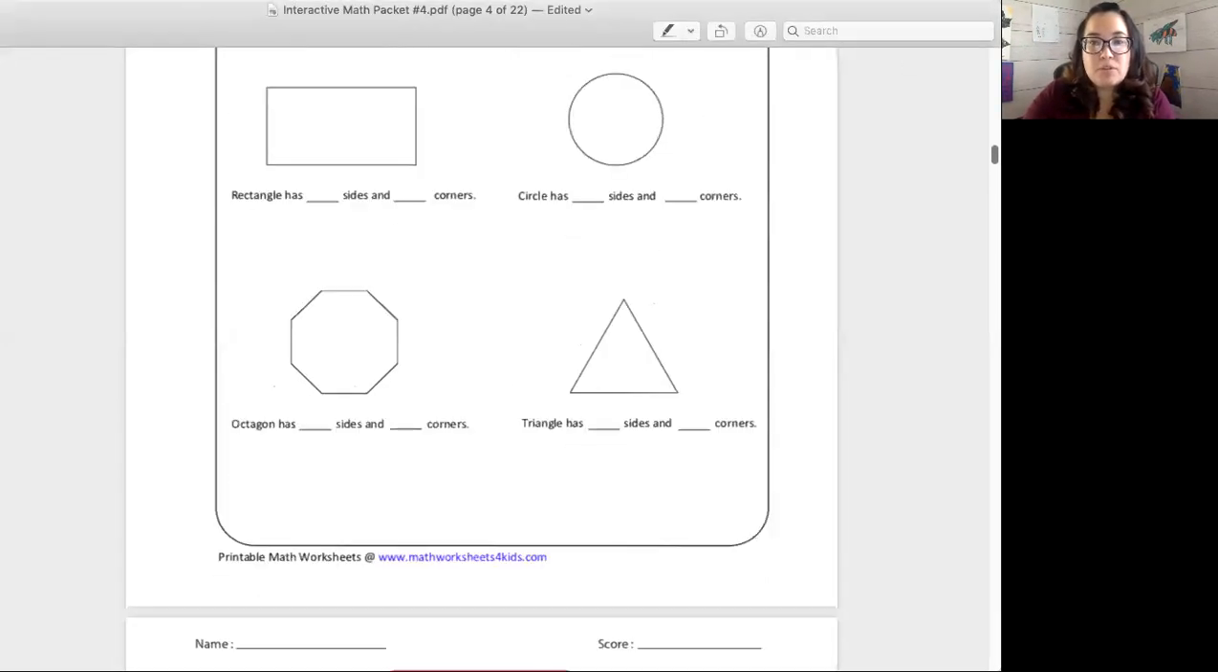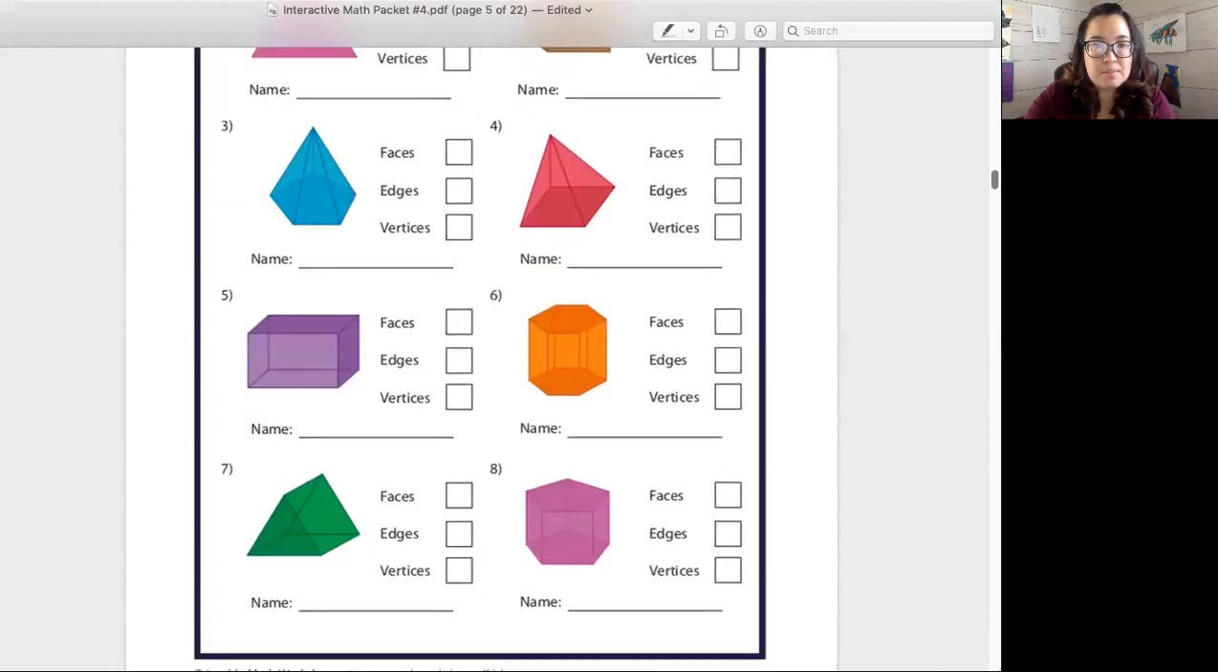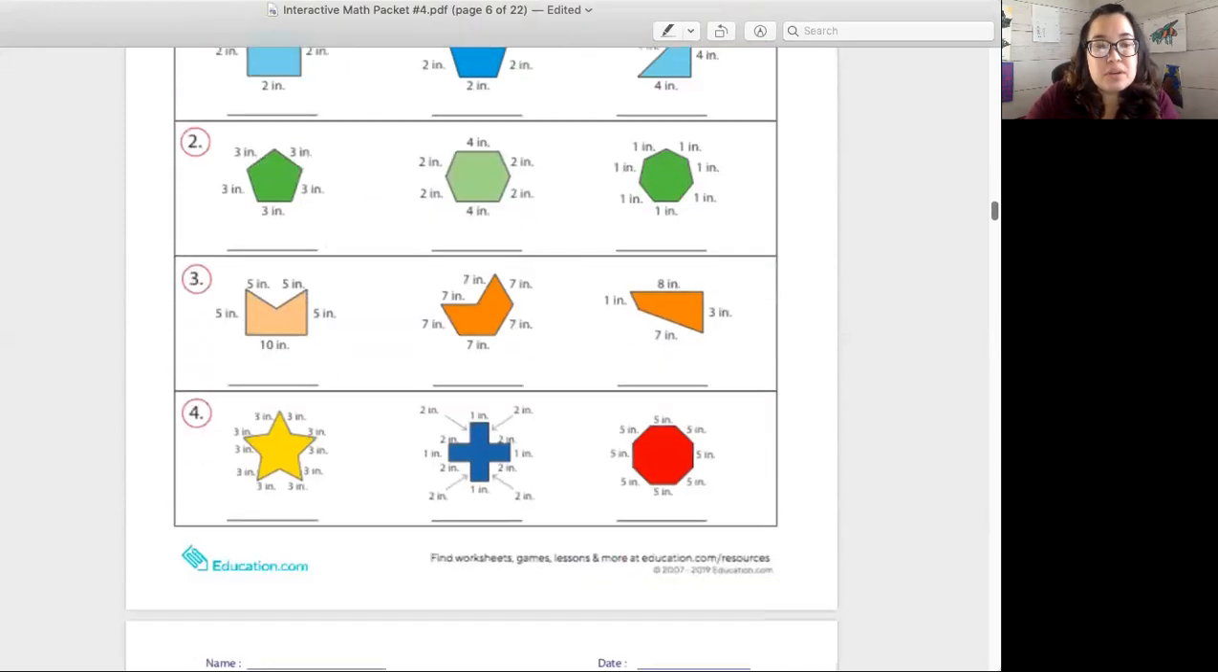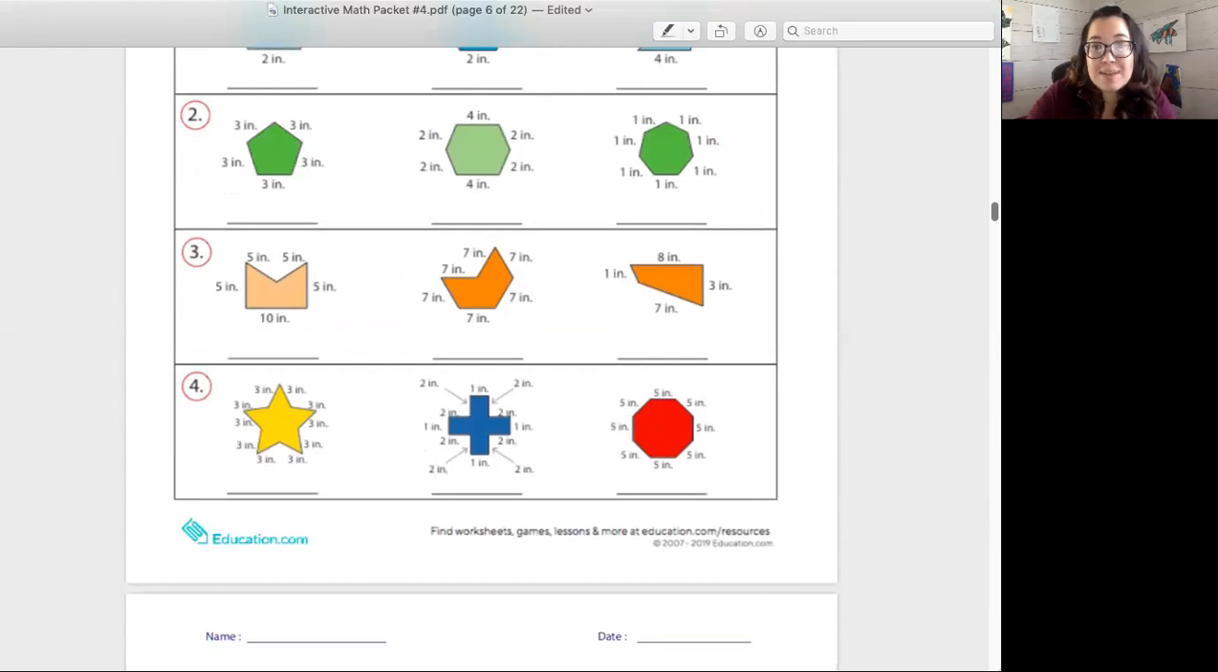Okay, so I'm going to scroll down to my next page that I want to get done, and that's gonna be this page. This is actually super easy. I know it might look a little confusing, but it's actually not, I promise you.